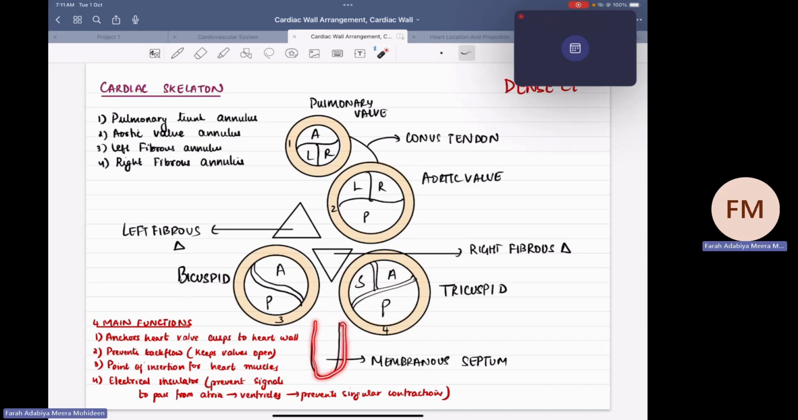Now, what is this? This is the membranous part of your heart septum. In your heart, there's a membranous part, and then you have your muscular part, right? So this part is your membranous septum. Now, two other triangles that you'll find here are your left fibrous triangle, okay, and your right fibrous triangle. The left fibrous triangle is present between your pulmonary valve and your bicuspid valve, and your right fibrous triangle is present between aortic and your tricuspid valve.